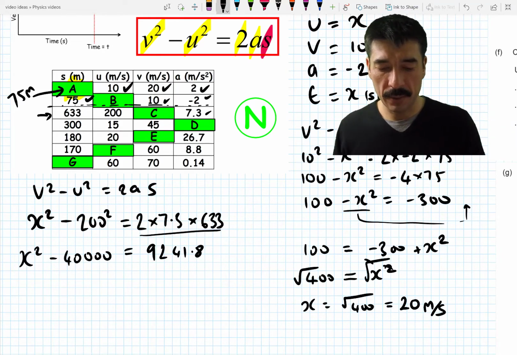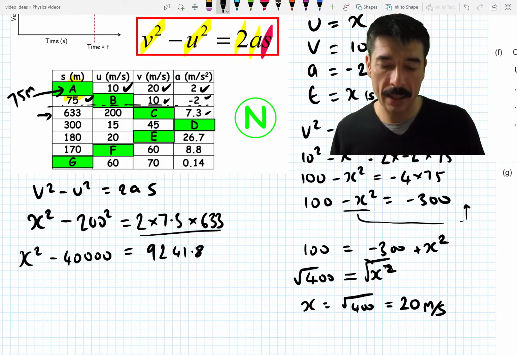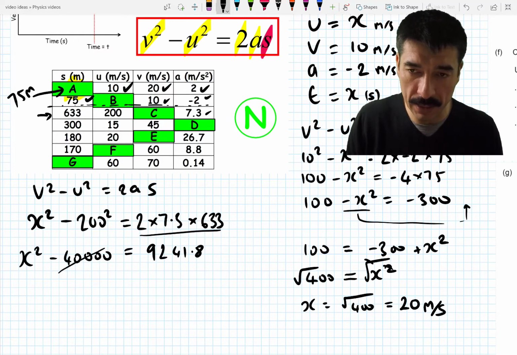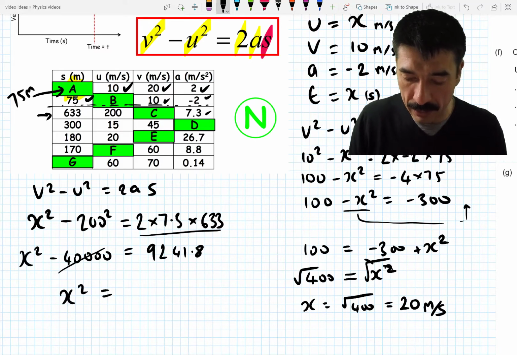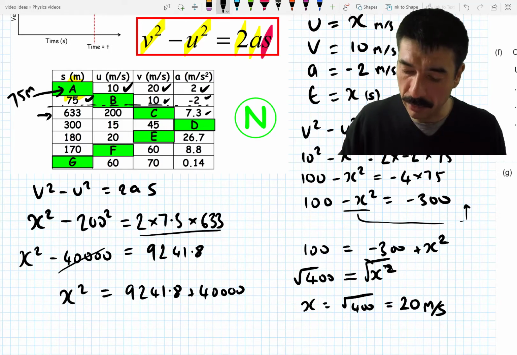So I've got to that line. Now I need to get x squared on its own. Easiest thing to do is to add 40,000 to both sides of the equation, which will cancel the 40,000 off this side and add 40,000 to this side. So it will be x squared is equal to 9241.8 plus 40,000. Okay.